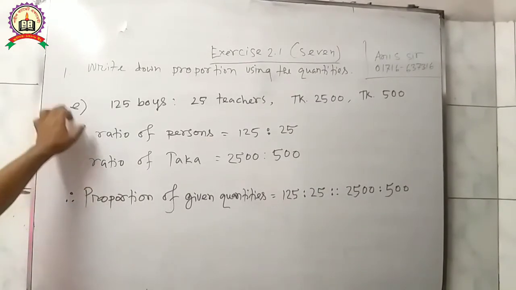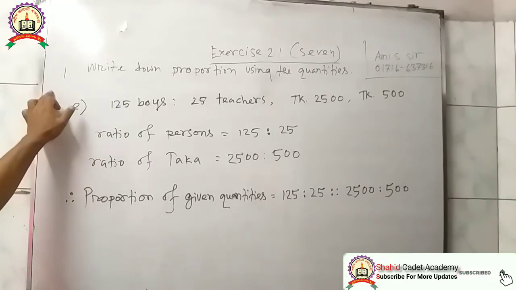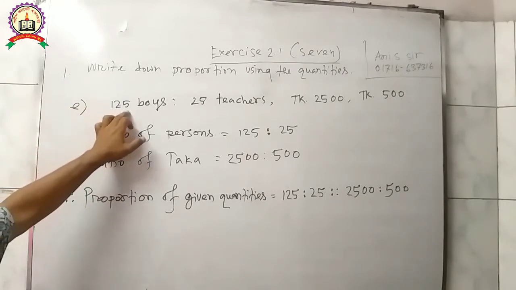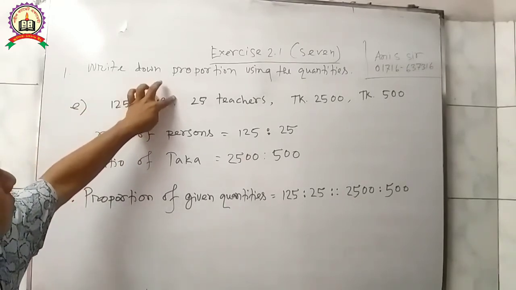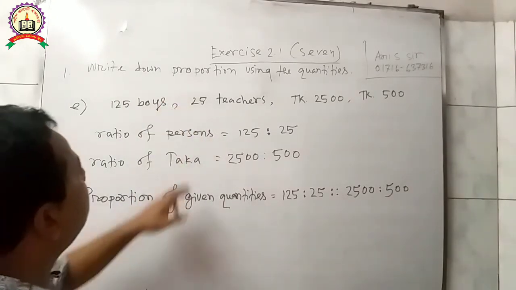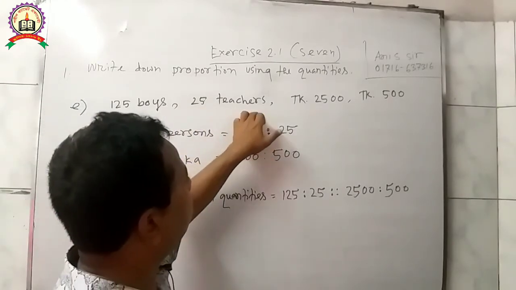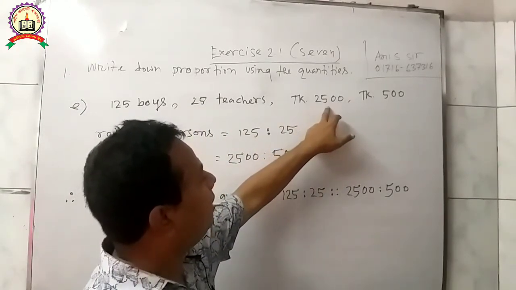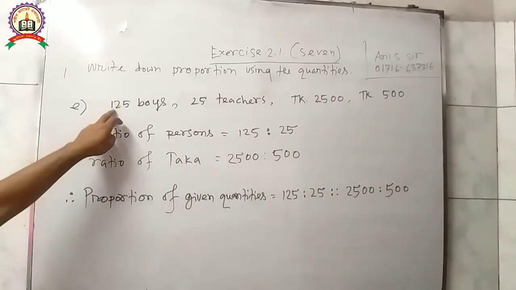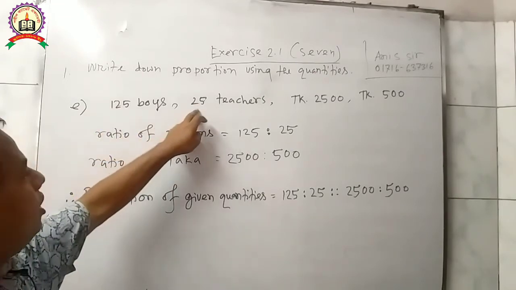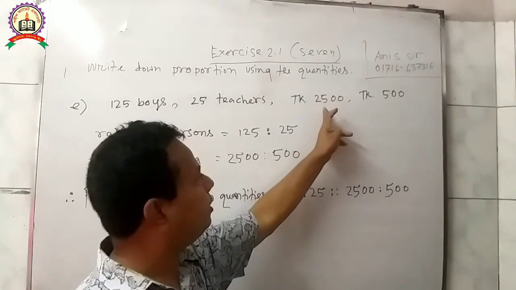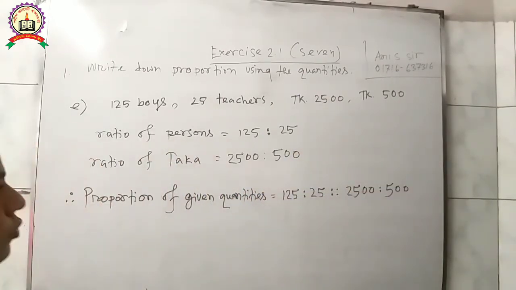Now E of 1. The quantities are 125 boys, 25 t-shirts, 2500 taka and 500 taka. 125 boys and 25 t-shirts are of the same kind, and 2500 taka and 500 taka are of the same kind.